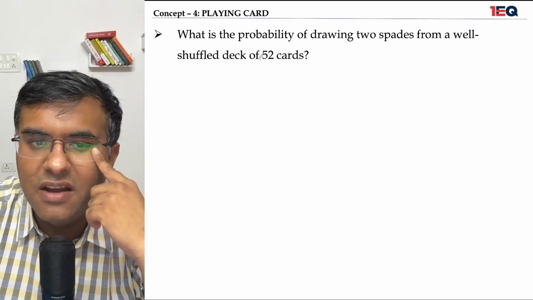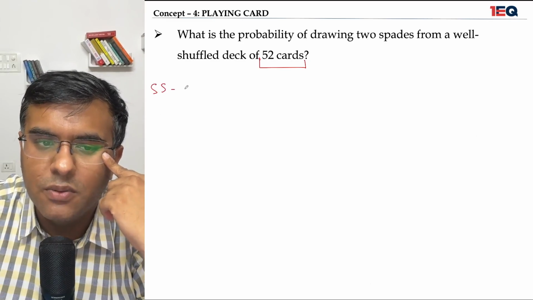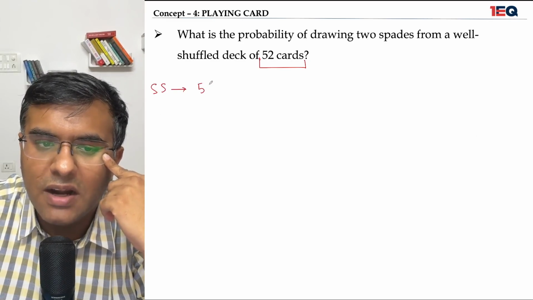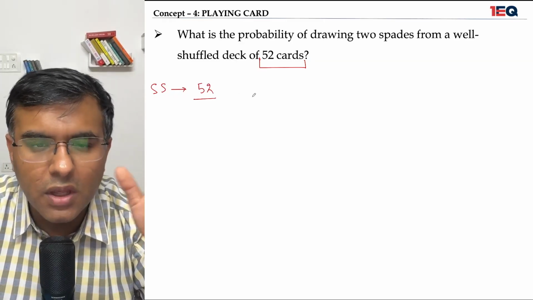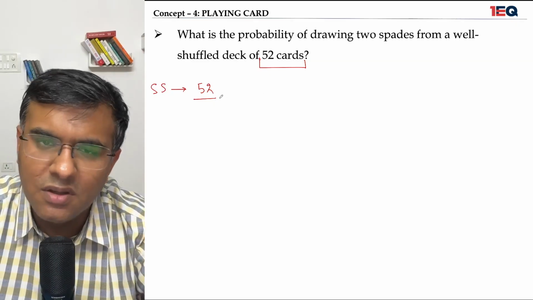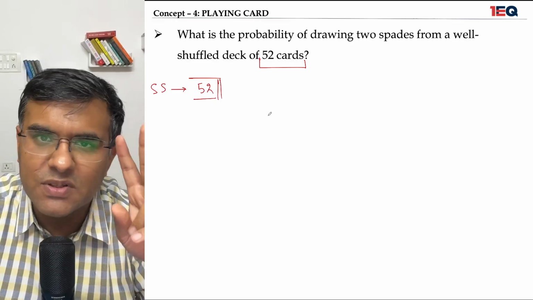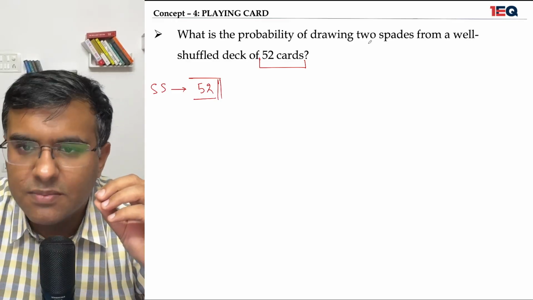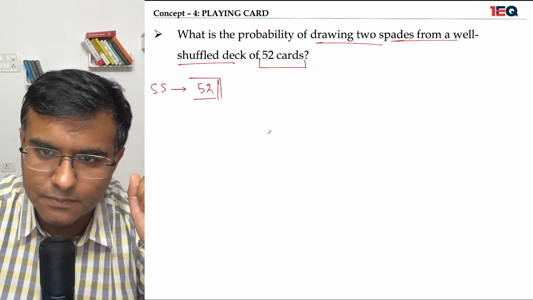So the sample space is 52. There would hardly be a question where they tell you that there are more than one deck. There would only be one deck, and we'll be shuffling that and using the sample space from that. So one deck has the entire sample space of 52 cards. What is the probability of drawing two spades from a well shuffled deck?